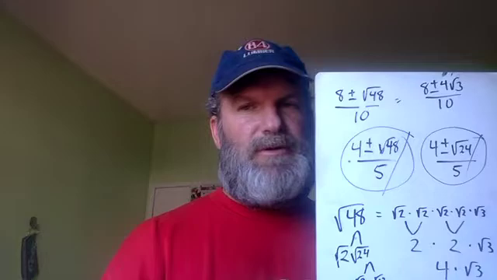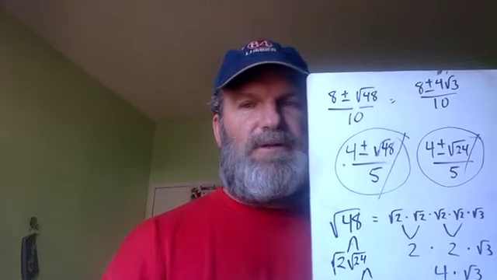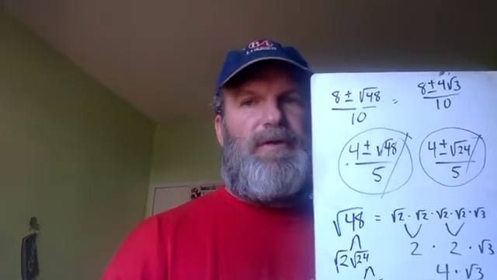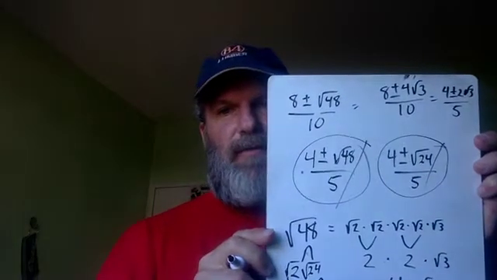Now, going back to our original problem, we have 8 plus or minus 4 square root 3 over 10. Now we can reduce that fraction because we have 3 whole numbers, 8, 4, and 10, that all reduce by the same number, 2. 2 goes into all 3 of those numbers. So we end up with 4 plus or minus 2 square root 3 over 5. That's how that breaks down.